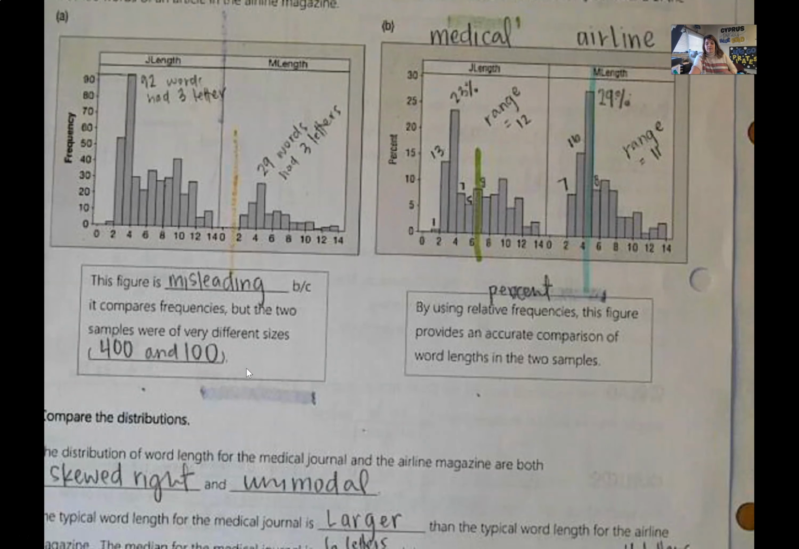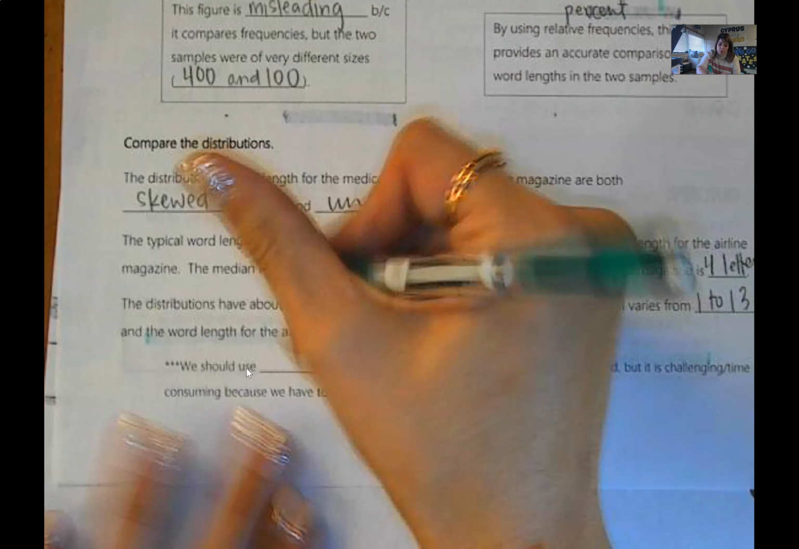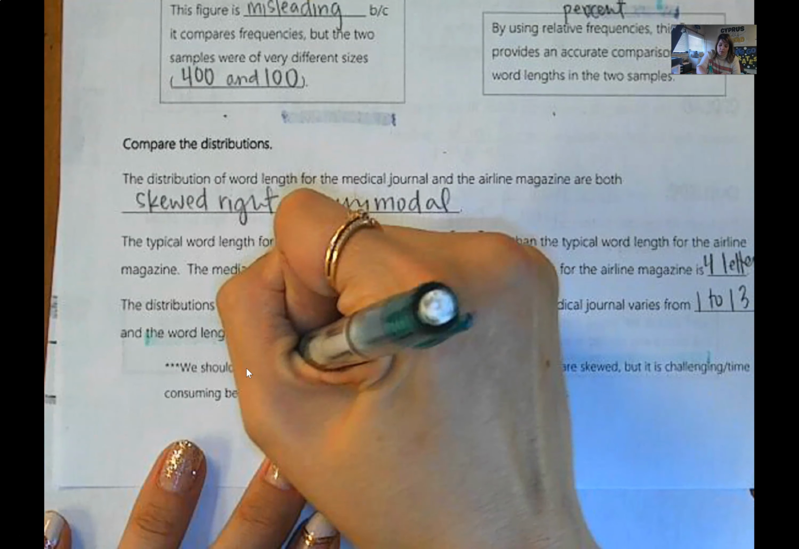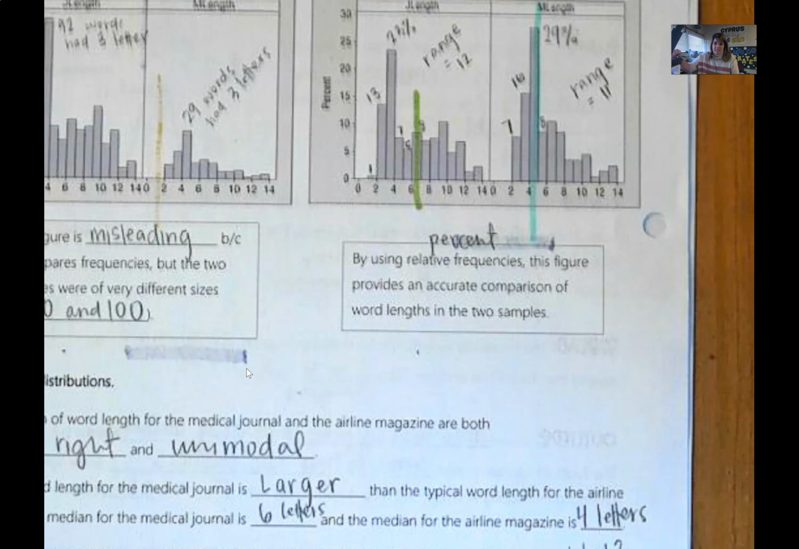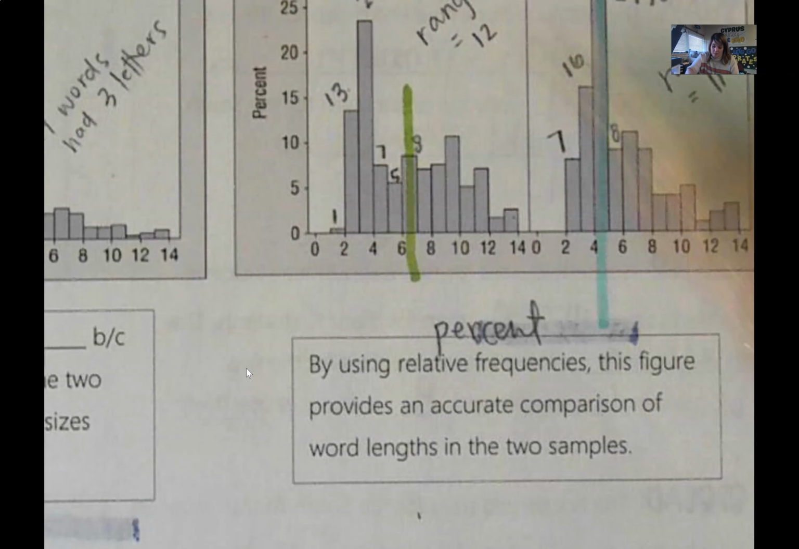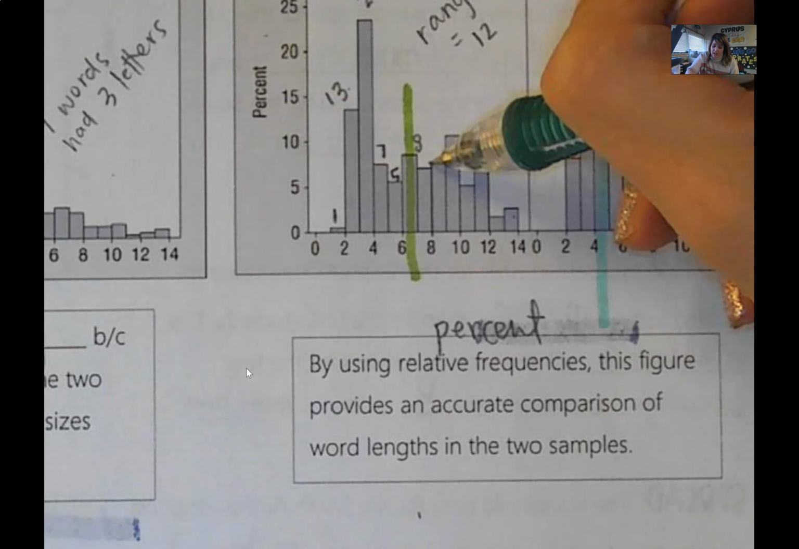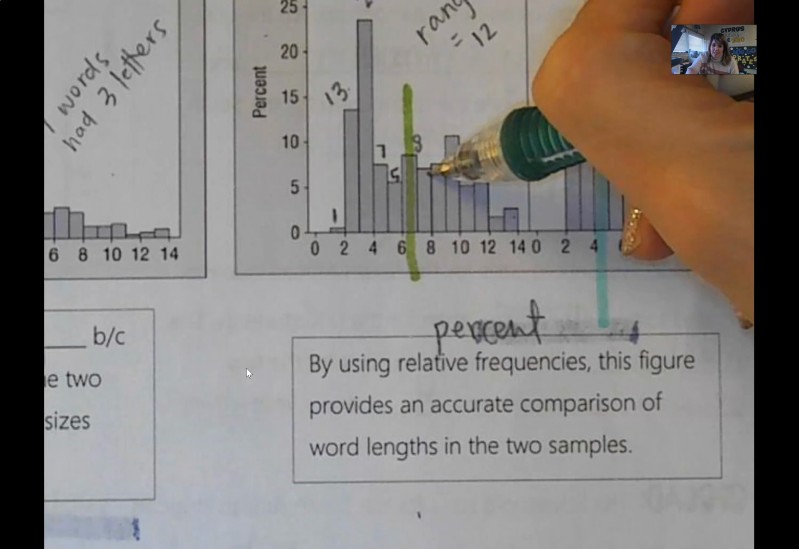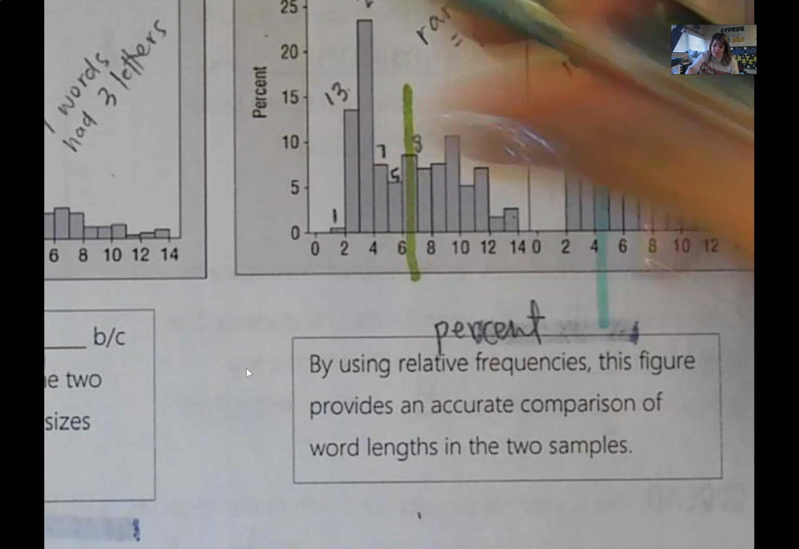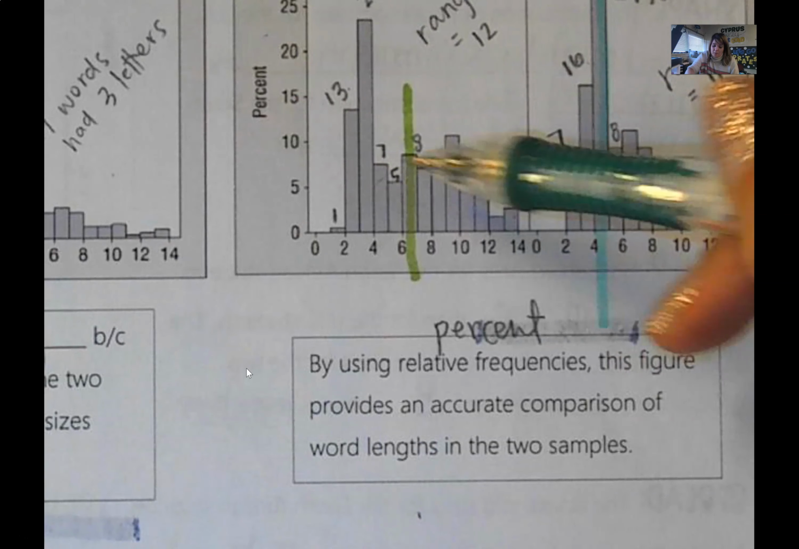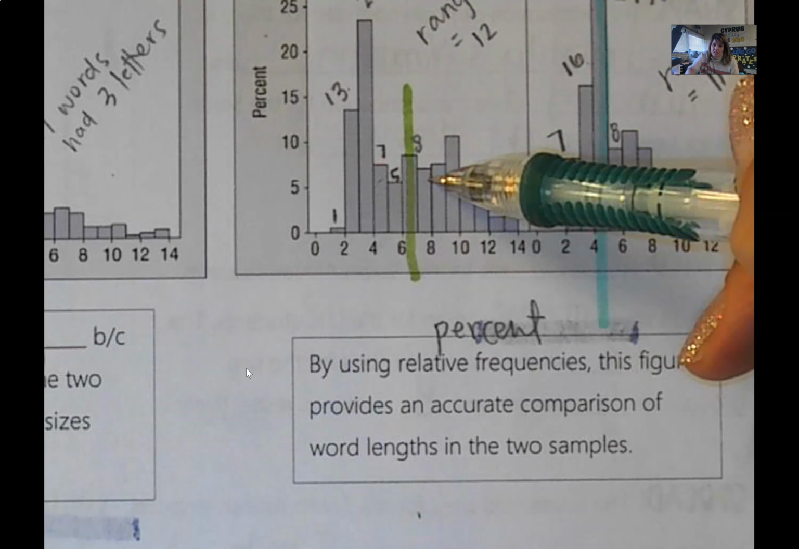Now down here I have a note. We should use IQR to compare the spread because both of the distributions are skewed. But it is challenging and time consuming because we would have to estimate the percent that each bar represents. And this would not be easy to calculate because I think some of these are decimals. Like I think that if this is 7, then this one would have to be 6.9%.